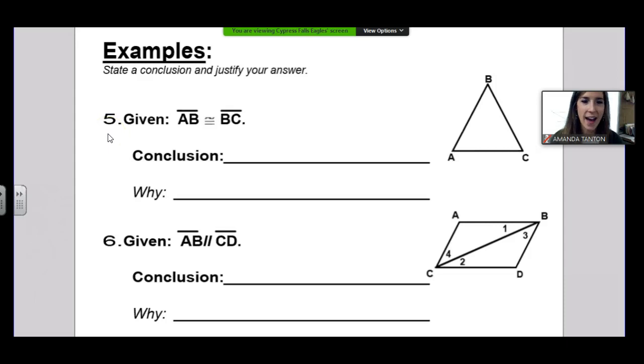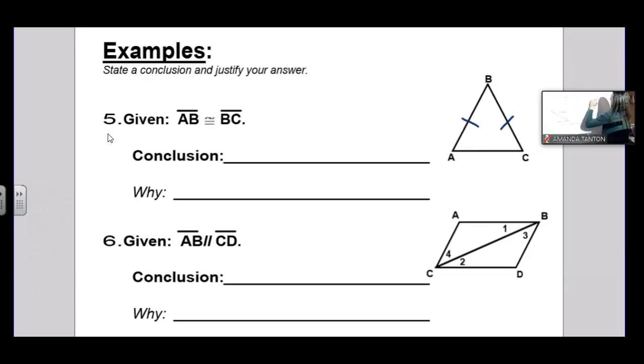All right, let's look at number 5. Given AB is congruent to BC, what can we conclude? Now this one has 2 correct answers. Someone gives you a picture of that triangle. What do you conclude? What do you say? Throw out your initial thoughts.